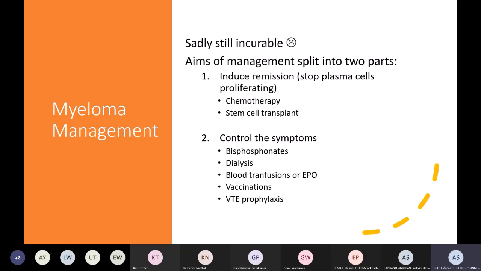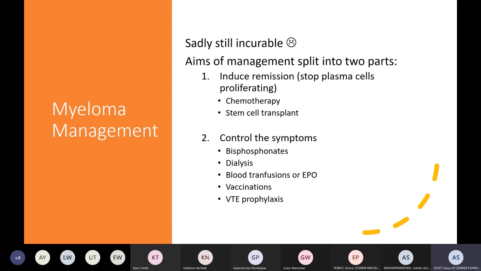To help with the bone symptoms, you can give bisphosphonates to strengthen the bone. You can give dialysis if they're in renal failure and they've got really high potassium, or they're really acidotic, they're having issues because their kidneys aren't working, then they need to go on dialysis. You can give blood transfusions or EPO to help with the anemia.